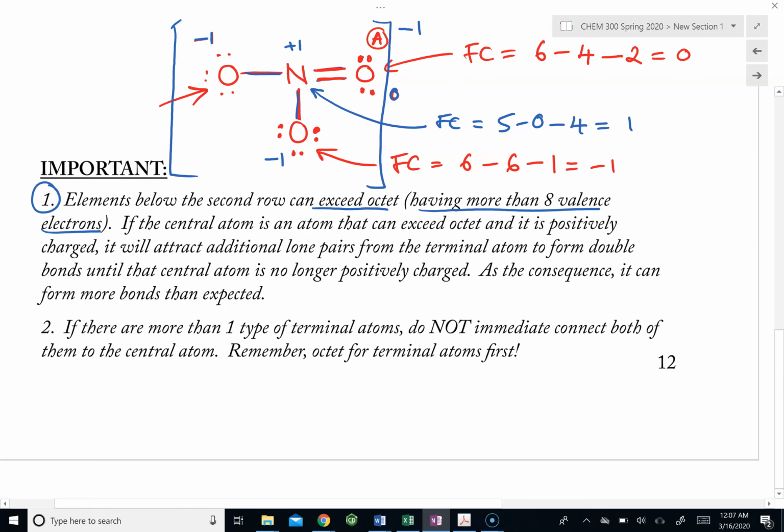So if anytime we have a central atom that can exceed octet, and we see it has a positive formal charge on it, it will then attract the additional lone pair of electrons from the terminal atom to form double bonds until the central atom is no longer positive. And therefore, as a consequence, it can form more than the number of bonds that we would expect, and thus exceed octet.